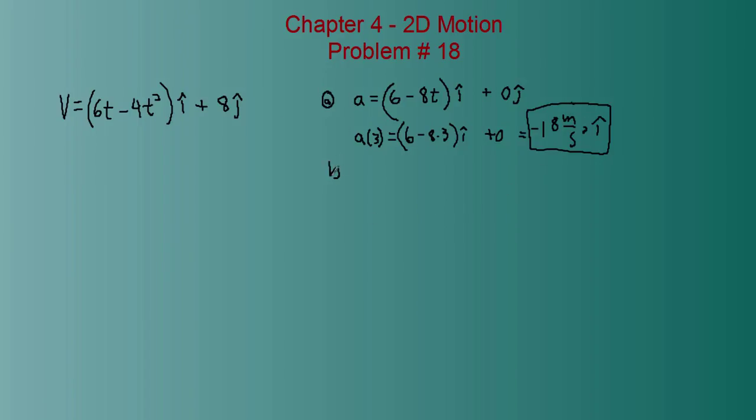So pretty straightforward. Part B asks, is there ever a moment when the acceleration is 0? So we'll just take this function and set it equal to 0 and find out. 6 minus 8t, and solve for t, you get t equals 3/4 of a second. So yes, there actually is a time where the acceleration is 0.